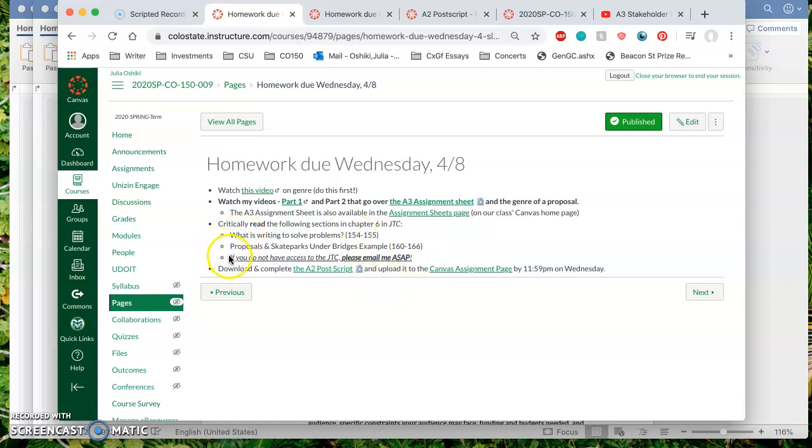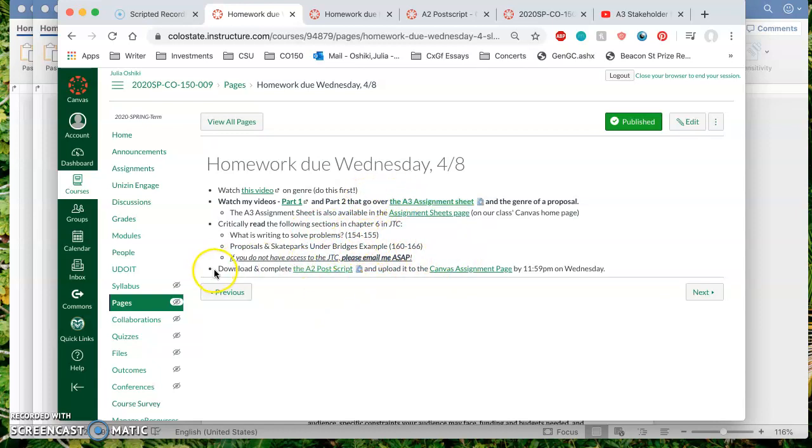If you don't have access to the JTC, I know some of us were expecting to get back onto campus and aren't able to, maybe you don't have your book with you, please email me. I can try and figure out a way to give you online access to an online version of the JTC. But it's kind of difficult to do, so please contact me as soon as possible so that I can work on getting that set up for you sooner rather than later, because we're going to be continually referring to the JTC for the rest of A3.